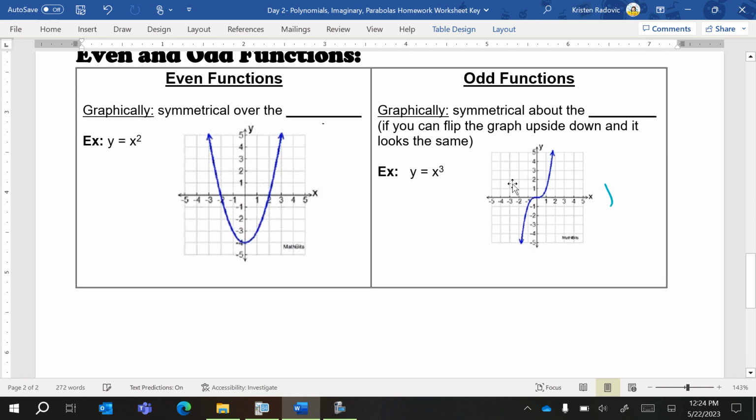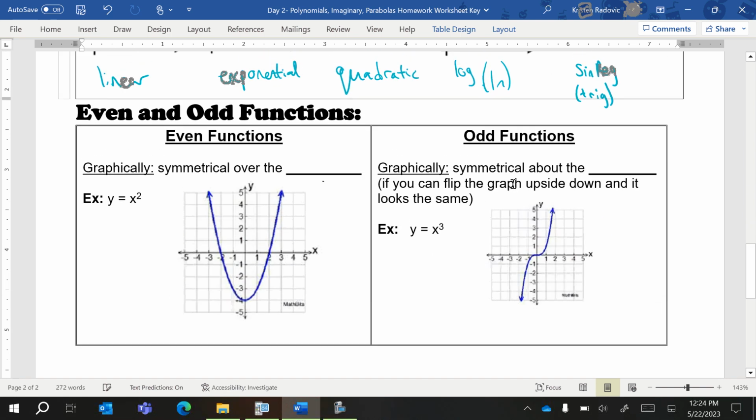Last thing we're going to cover is even and odd functions. That is different than even and odd degree. Even and odd degrees have to do with the largest exponent, but even and odd functions have to do with symmetry. So graphically, even functions are symmetrical over the y-axis. The trick for them is that you can fold in half. Now that is never an explanation you would write on the regions. You would say it's symmetrical over the y-axis. However, I can take the y-axis and I can fold it in half. The left looks like the right.